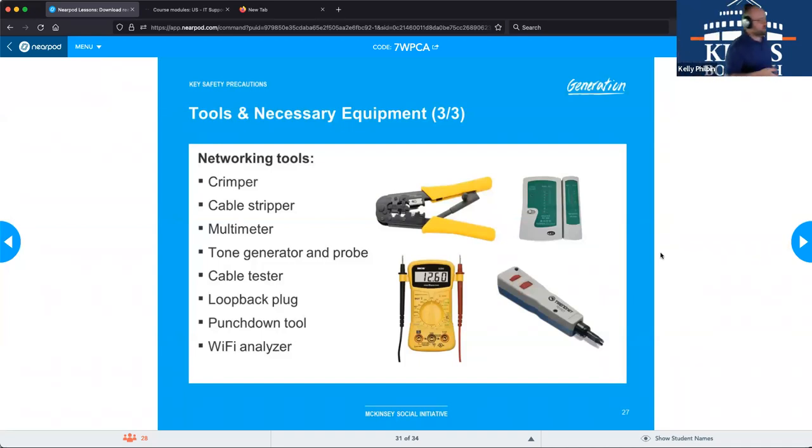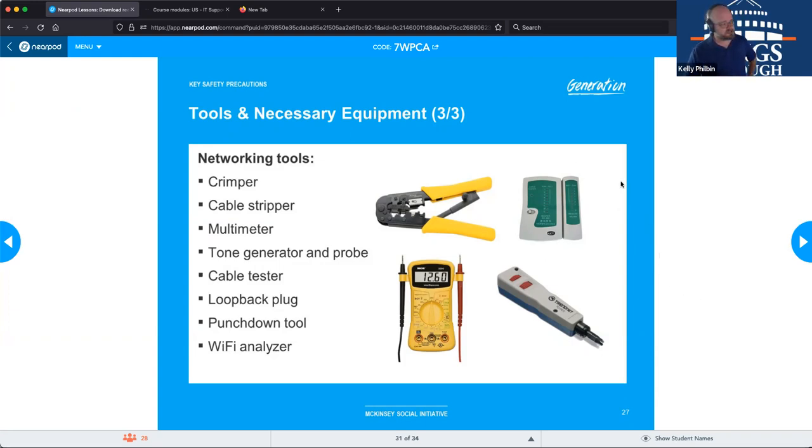So that is a tone generator or probe. It can also be called a fox and hound. So that is another name they will use for a tone generator and probe. I have one in my toolbox, but I don't have that with me right now.